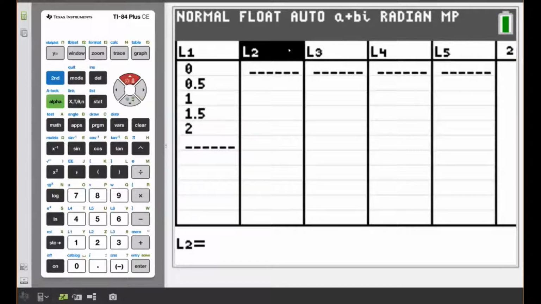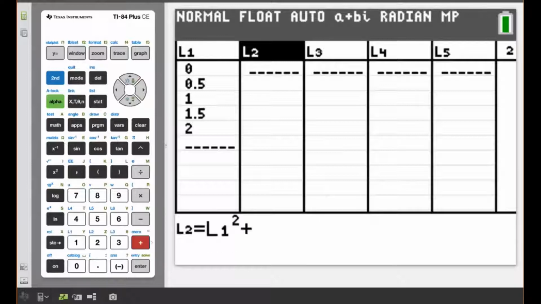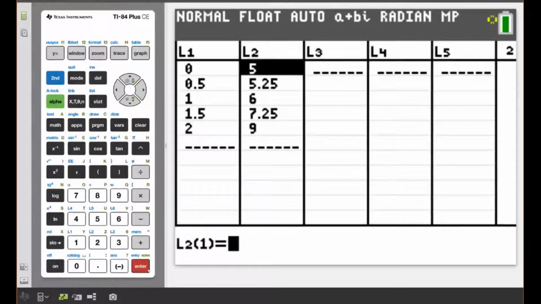If I highlight the top of list 2, what I want to do is square my list 1 value, which, remembering, is our x value. I'm going to square that and add 5, following the same rule as given in the question. That comes out with the y values we would expect. Now, I know that with the trapezoidal rule, the upper and lower values have slightly less significance than the middle ones, so what I'm going to do is go across to list 3.